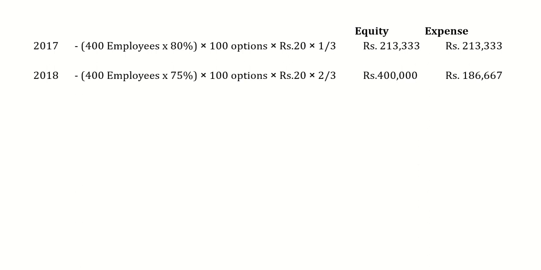So this is the liability we had in the previous year, which is 213. This year the liability should be 400,000. So the difference is how much?